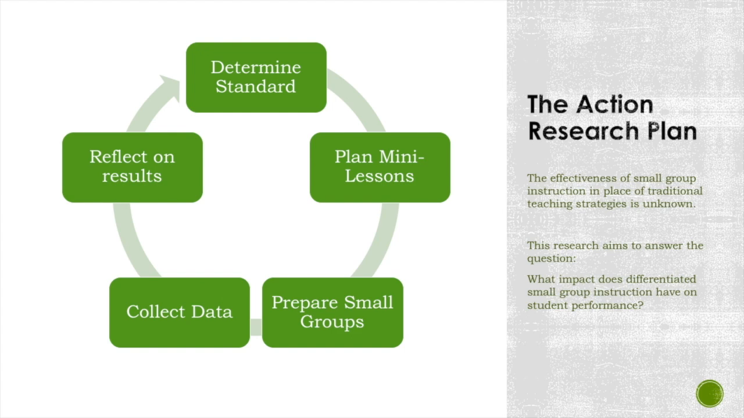The 5th step is reflecting on the results. At the conclusion of this standard, the results would be analyzed to determine if the small group method proved beneficial as opposed to their traditional counterpart. This process can be repeated in multiple classrooms at multiple school sites to see how effective it is in each community.